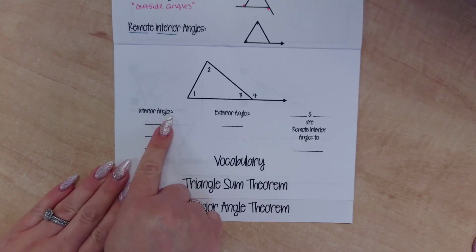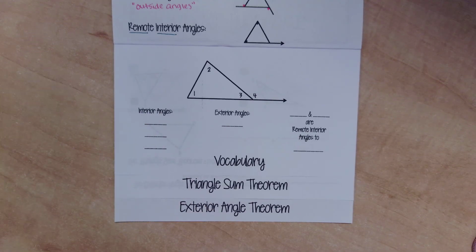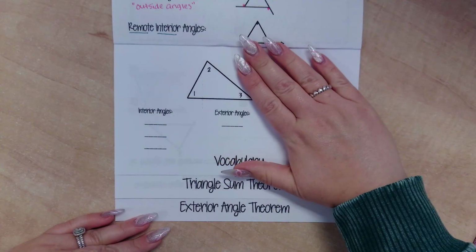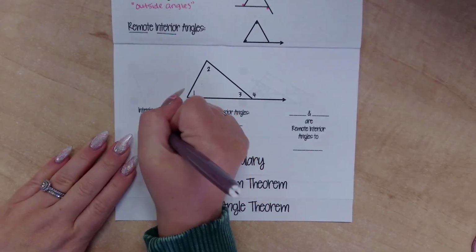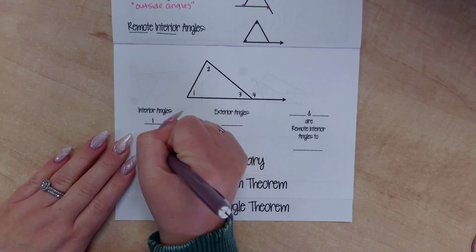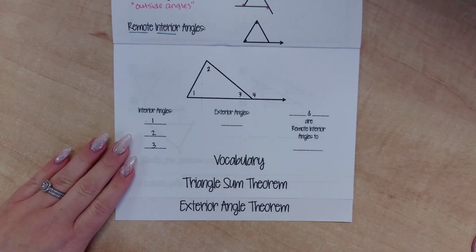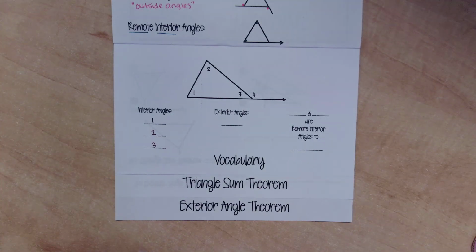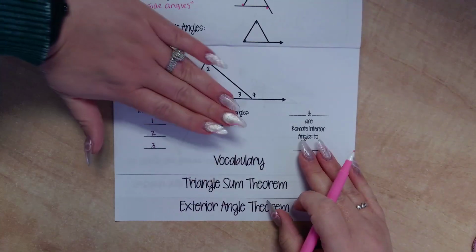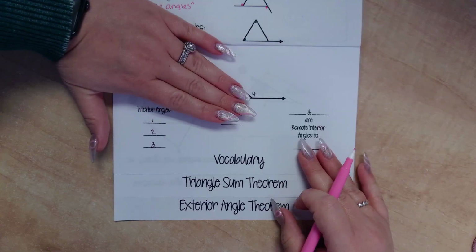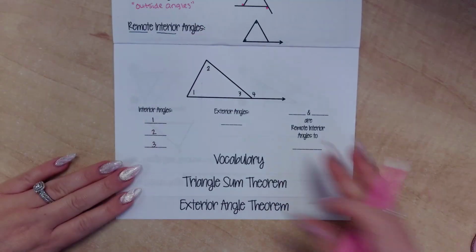So it wants all of the interior angles. Well, again, interior angles are the ones on the inside of your triangle. So if I were to cover up this outside angle here, I can see that all of my interior angles are 1, 2, and 3. And then it says exterior angles. Well, we know that exterior angles refers to the angles that are on the outside of the triangle. So if I were to cover up the triangle here, I can see that the only outside angle is angle 4.